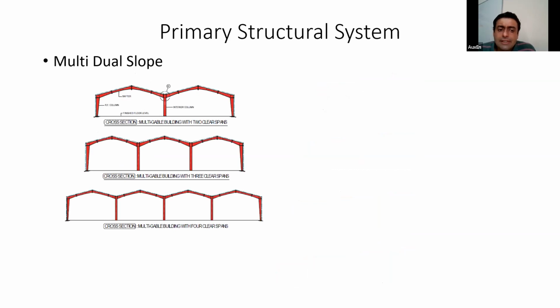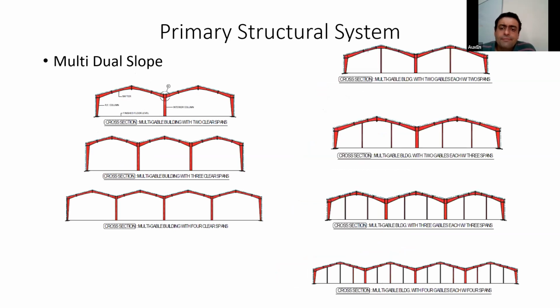Then this type of a system you can also provide. This is called a multi-dual slope arrangement. When the spans are very large and you cannot have a system like this, the riser becomes very high. If you have, let us say, a span of 100 meters, and you provide 1 in 10 slope, it will become a 5-meter riser. So this in itself becomes very large.